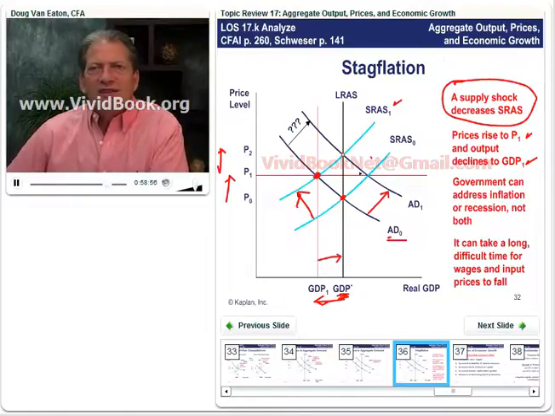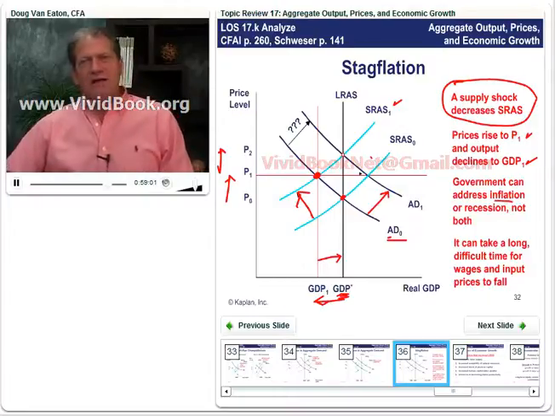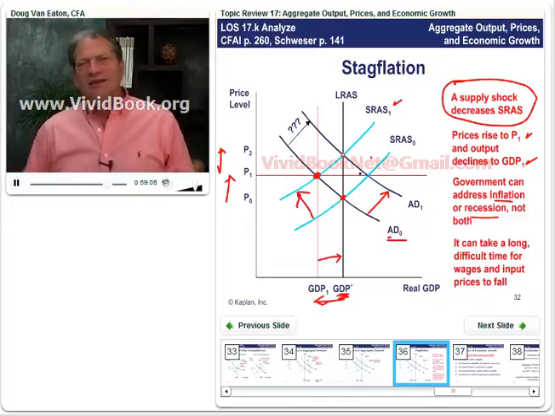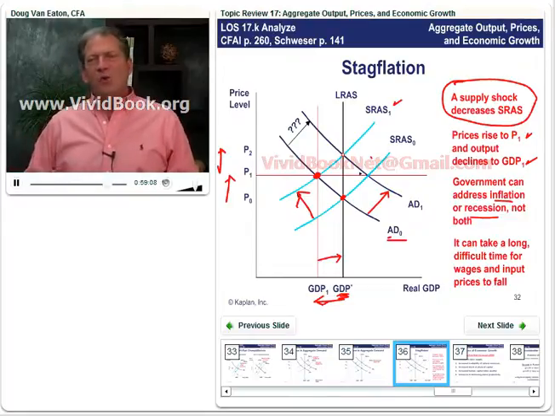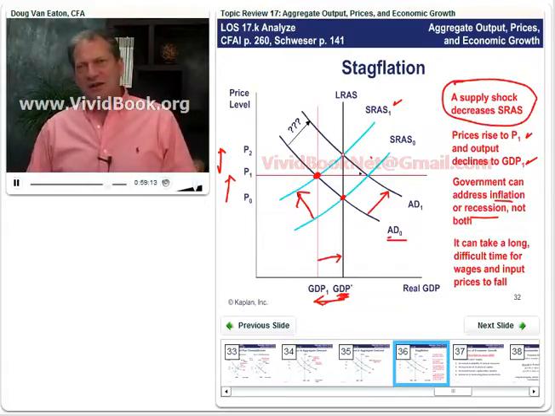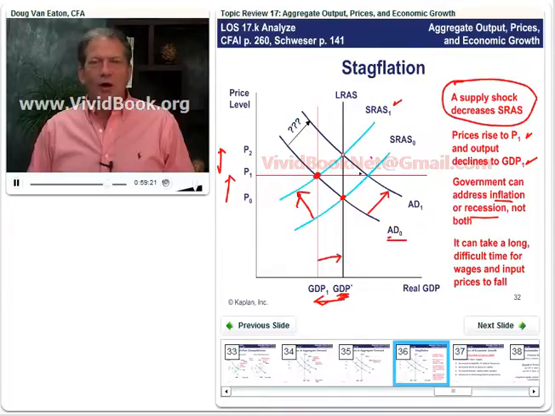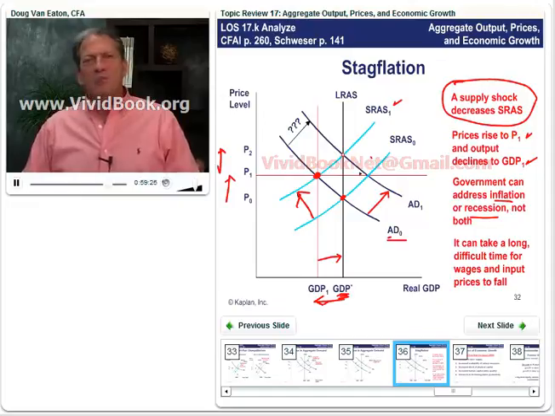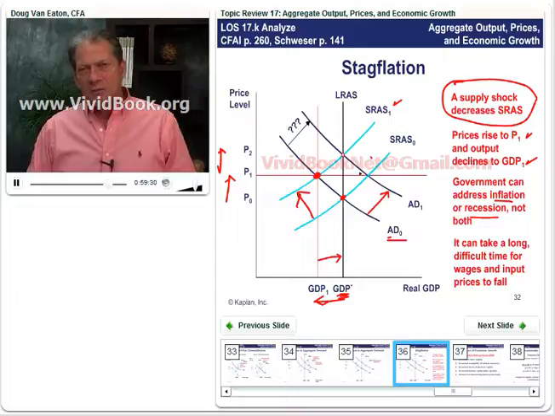The government can address inflation by trying to cool the economy down. They can address recession by trying to heat the economy up, but they don't have any tool that's going to reduce inflation and increase economic activity. And it can take a long and difficult time for wages and input prices to fall. The classical economists said, oh yeah, they'll fall pretty quickly and we'll get right back to long-run equilibrium. Well, it turned out not to be the case, especially during the Great Depression in the U.S.